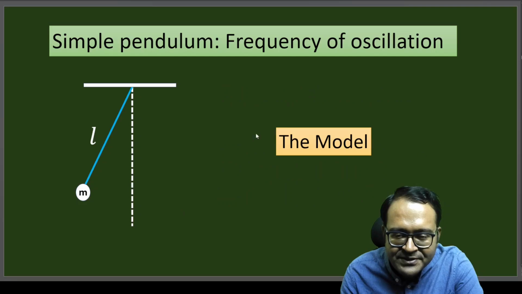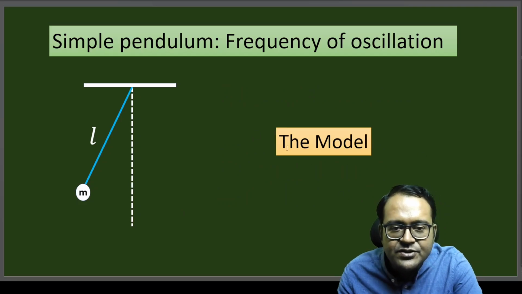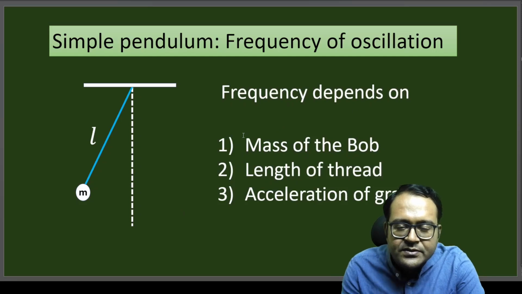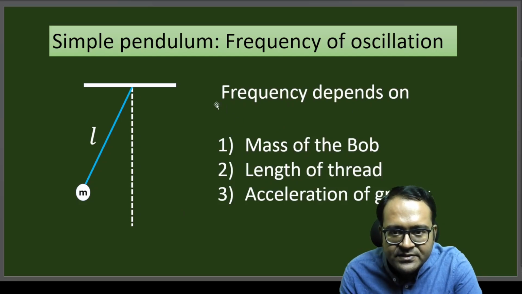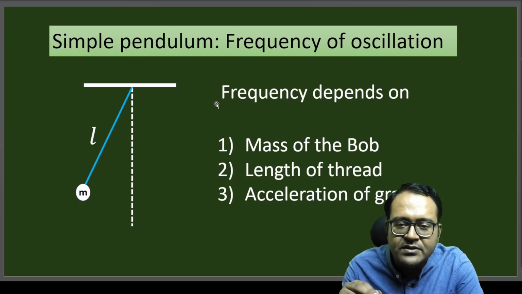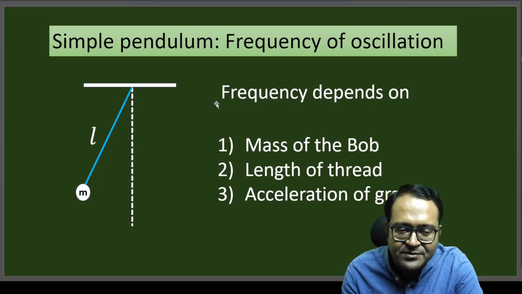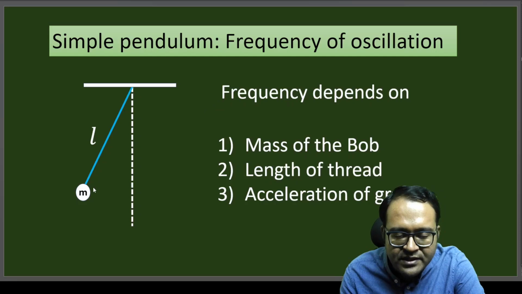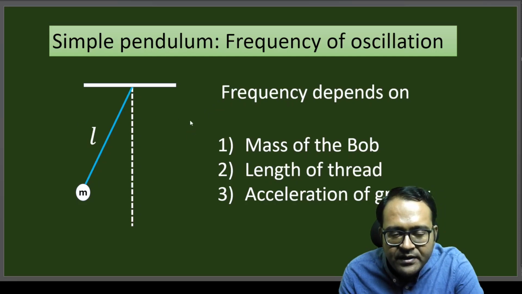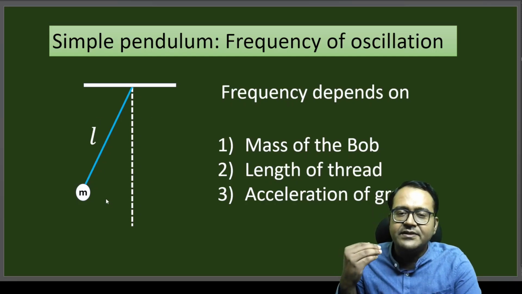So we start a model. In any dimensional analysis, you need to think of a model. The very success of your dimensional analysis depends very much on what your model is, what dependent quantities you are thinking about. We are postulating that the frequency of a simple pendulum will depend on the mass of the bob, this m, the length of the thread, this L, and the acceleration of gravity.